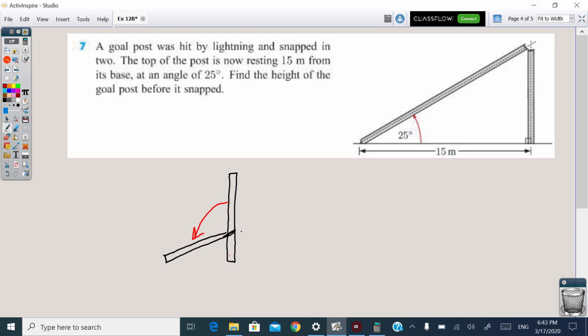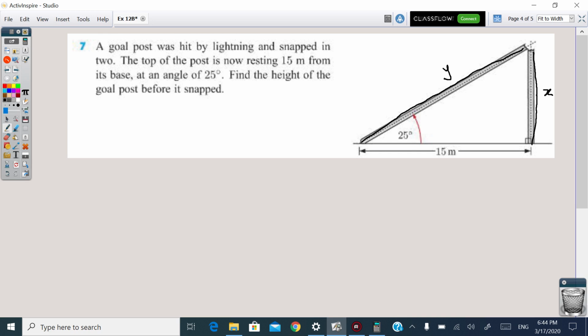So the idea here is that you want to find the height of the post before it snapped. Well, the post was this part, and this part was erect on top of it. So let's call this x, and let's call this y, and in this case, the height of the post is x plus y.